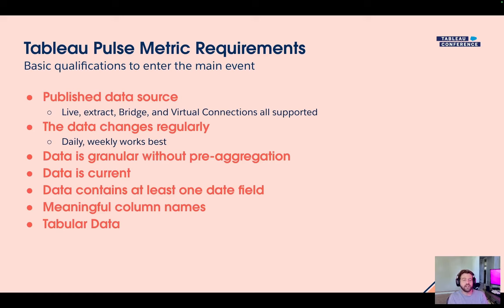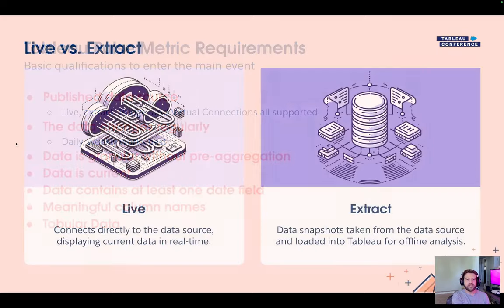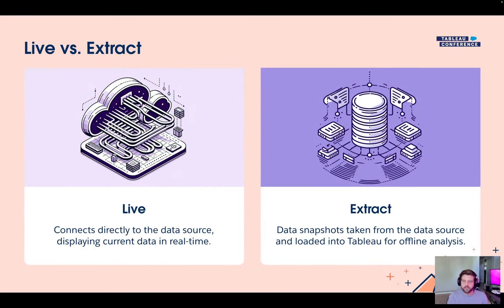And the best type of data for Pulse is tabular data. I'll get into a little bit more detail about that in a few slides, but there are some other really important decisions that you need to make when you're configuring your published data sources. The first one is whether or not you would like the data source to be live or an extract. And this is an important concept to Tableau.